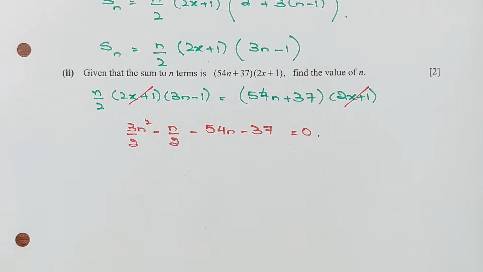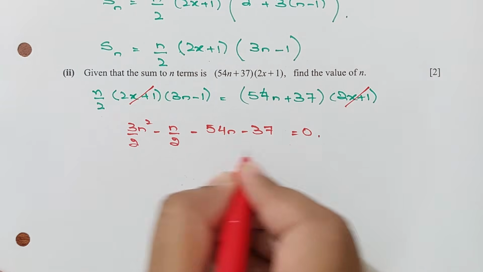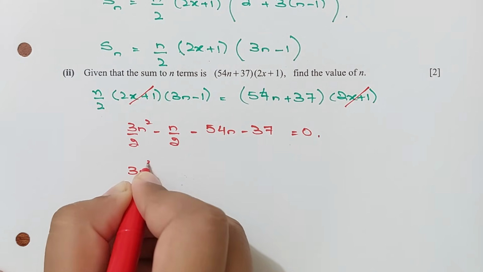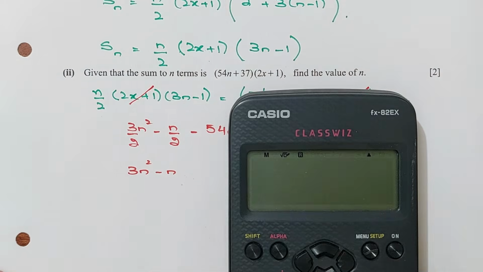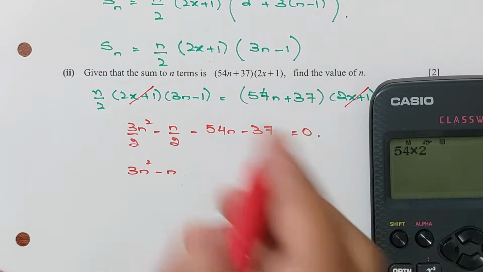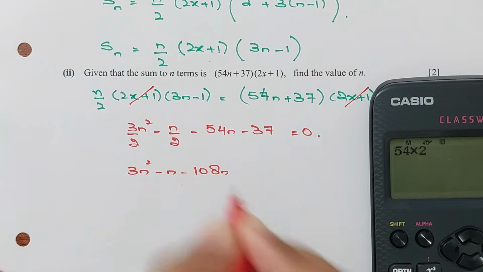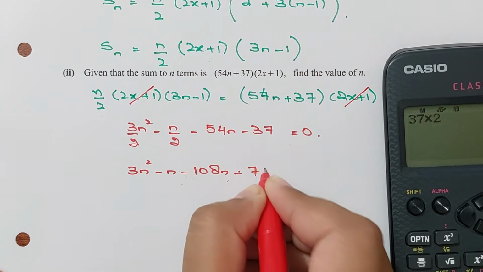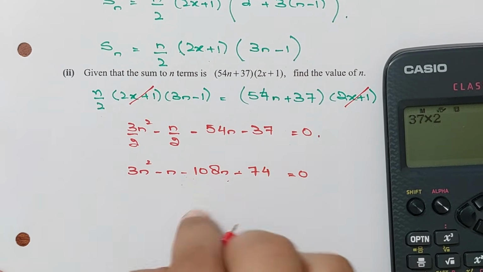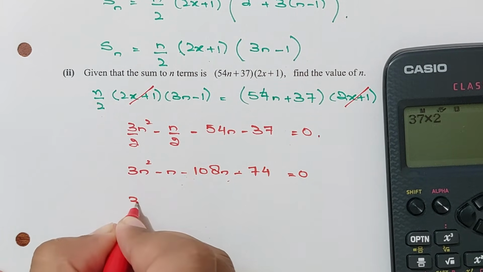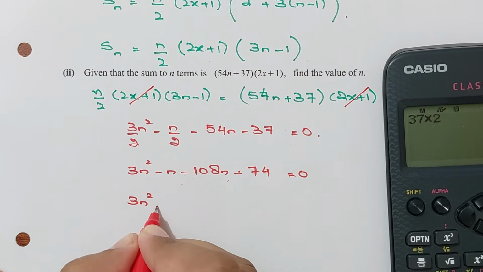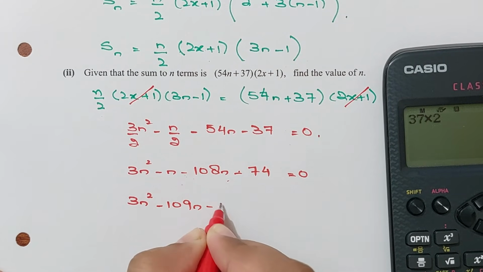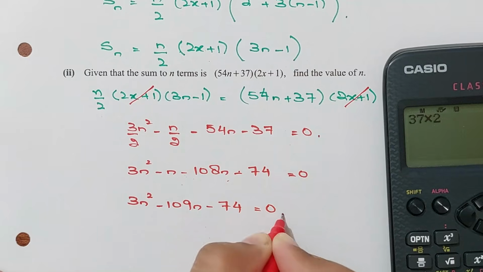This makes a quadratic equation in n, and we find the values of n. Let me take 2 as the LCM. So 3n square minus n, minus 54 times 2, which is 108n, and minus 37 times 2, which is 74, equals 0. Dividing by 2, since 2 times 0 is just 0, we have 3n square minus 109n minus 74 equals 0.